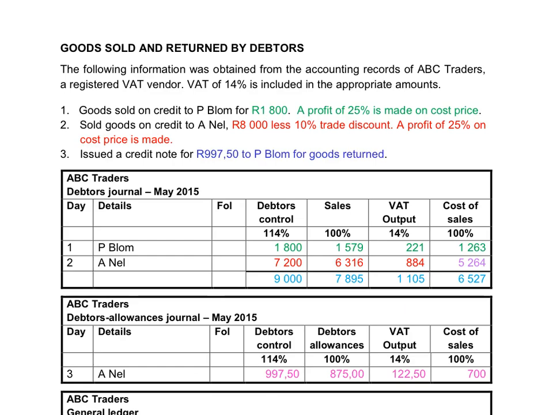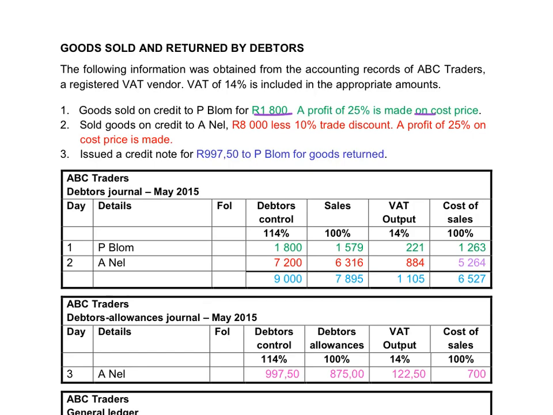Good morning. We will pay attention to goods sold and returned by debtors. The business is a registered VAT vendor. That means 14% is included in the appropriate amounts. Goods sold on credit to Blom is 1,800. A profit of 25% is made on cost price.